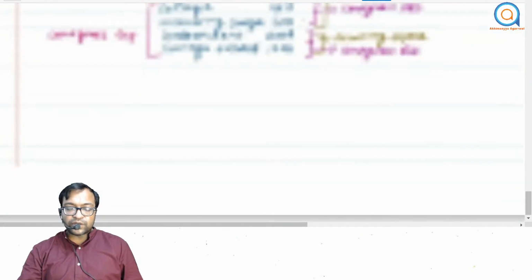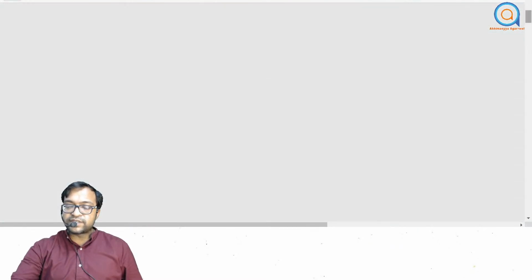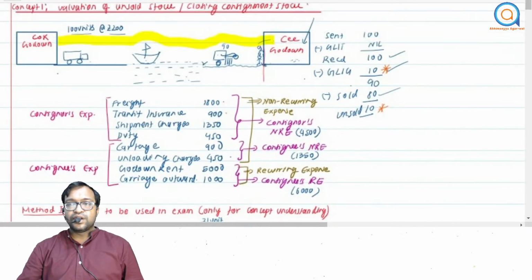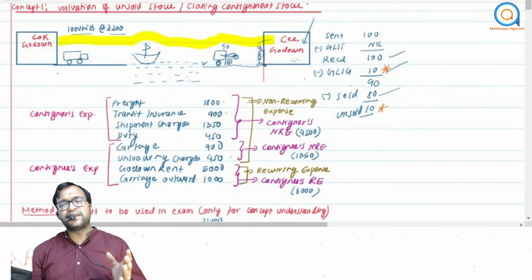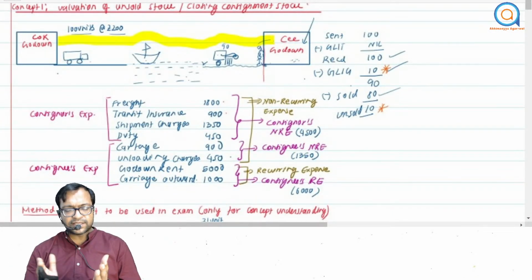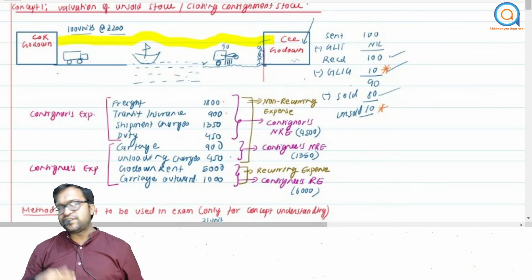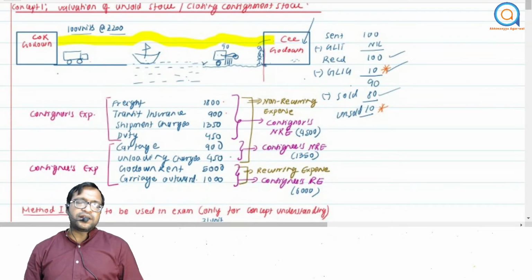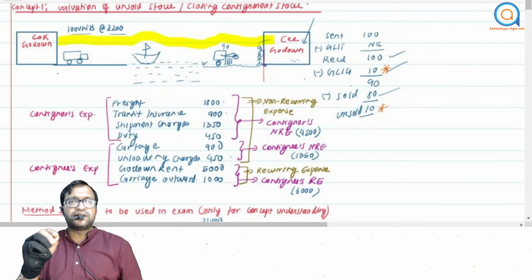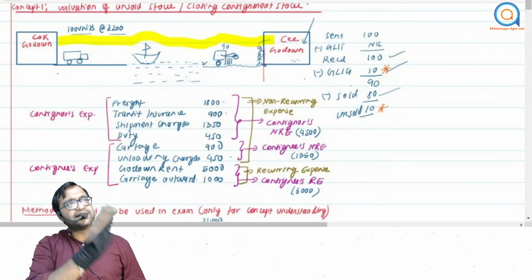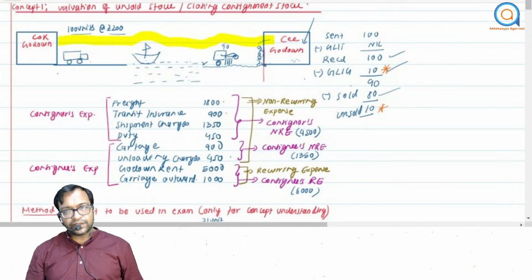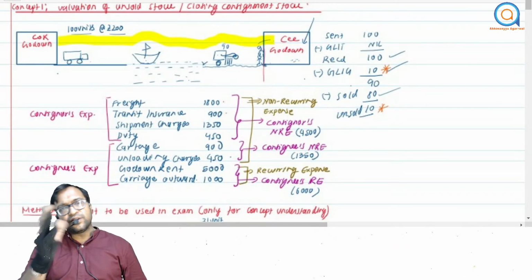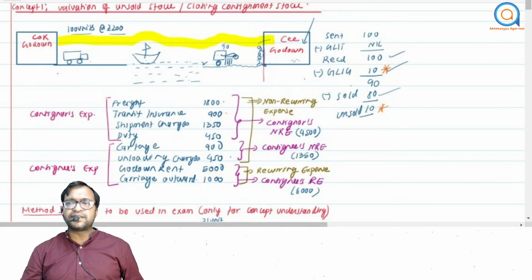Now the most important part in this chapter is the valuation. Valuation of closing stock, unsold stock. For valuation, sir, we divide the whole consignment business expenses into two parts. One is recurring expense, one is non-recurring. Non-recurring expense means the expense which is incurred between consignor's gate and consignee's gate. Correct? For stock valuation, we will consider only non-recurring expense. Recurring expense will not be considered.